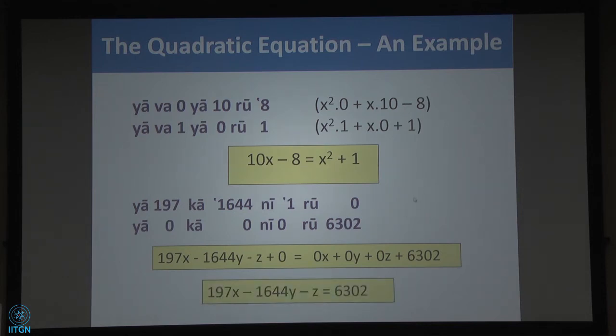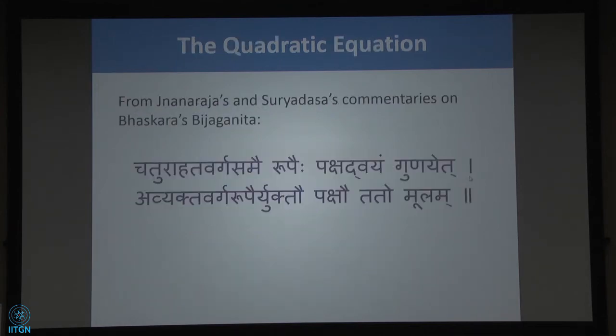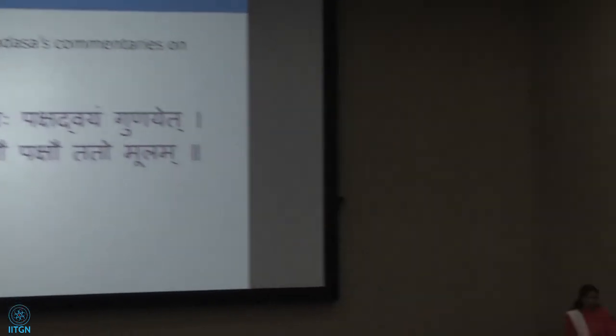Okay, or in our familiar way of doing it, where we don't put the 0 terms, that's what it looks like. So this is just to give you a sense of what equations look like as written by ancient mathematicians. Now looking at the verse by Sridhara, which actually tells you how to derive the quadratic solution, this is what it says. Chaturahata varga samai rupaihi pakshadvayam gunayet avyakta varga rupair yuktau pakshau tato moolam.